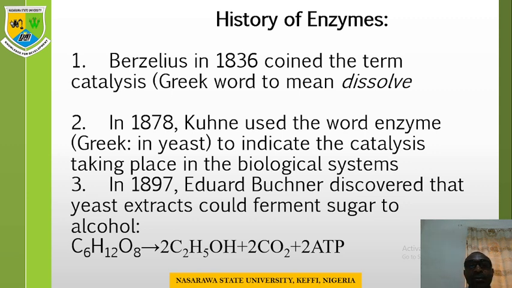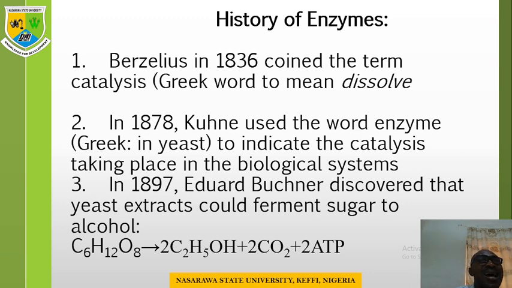So that was in 1878. Now, some years later, another scientist by the name Edward Buckner in the year 1897 discovered that this yeast could ferment and convert sugar to alcohol. It's just like the basic fermentation that takes place when we soak guinea corn.